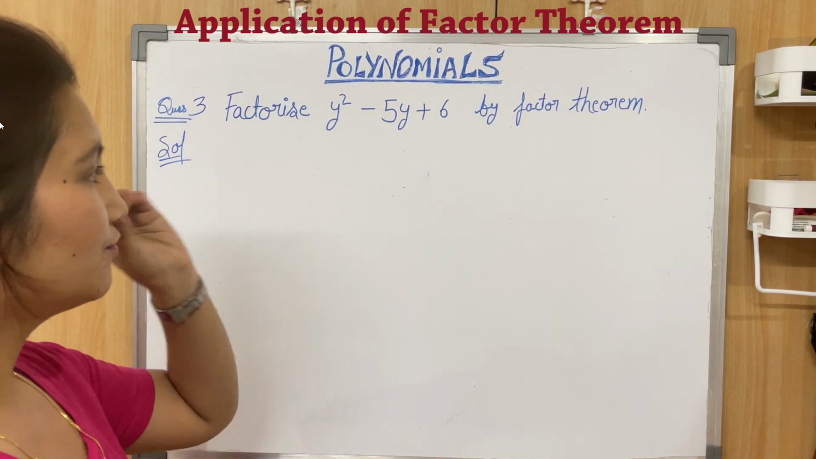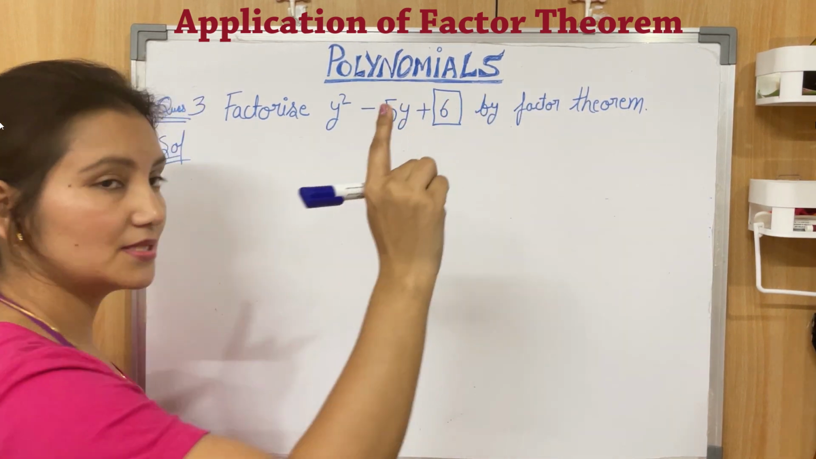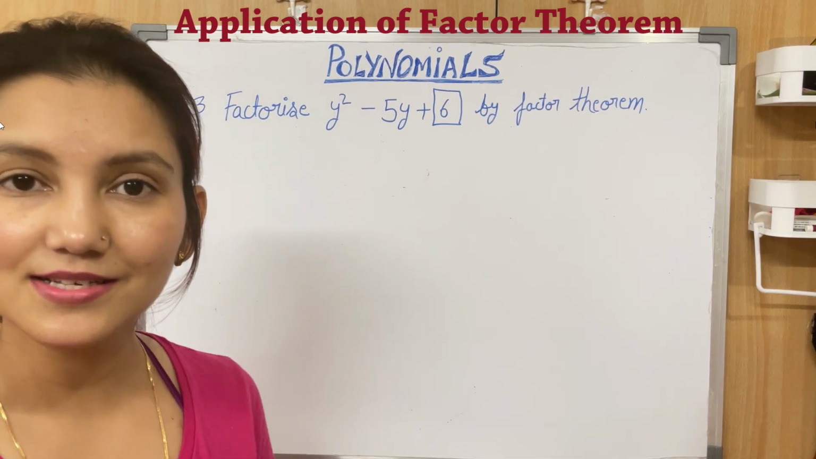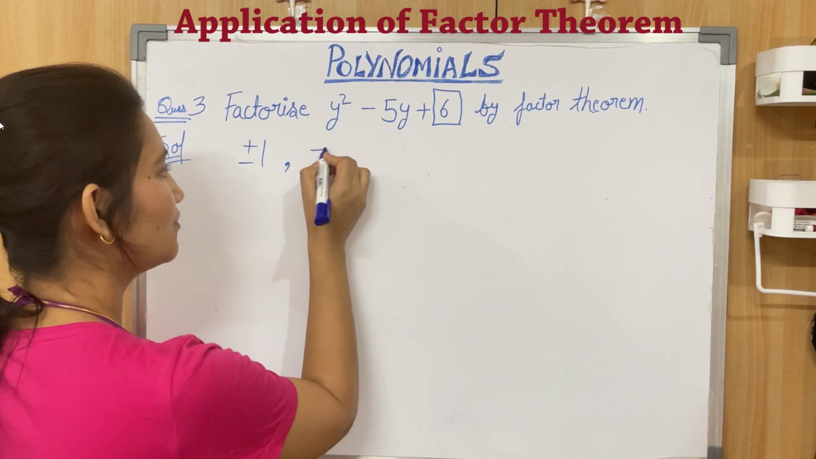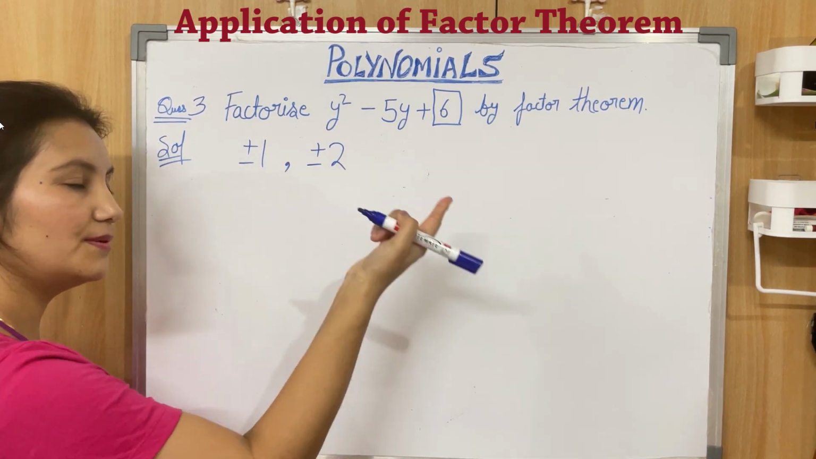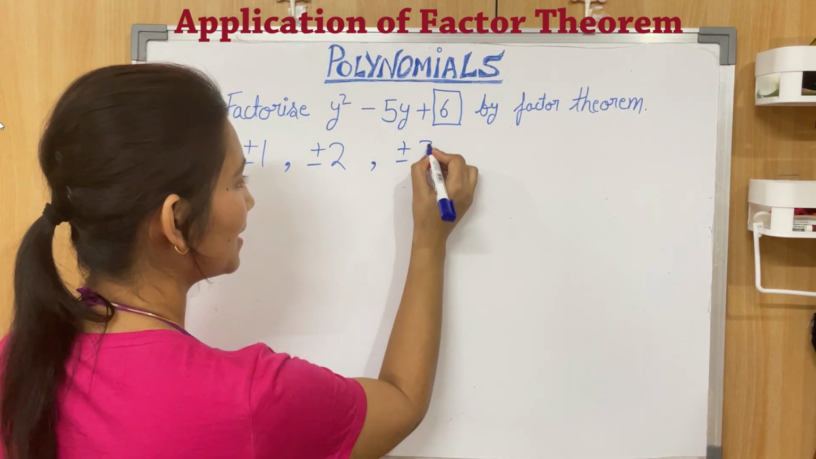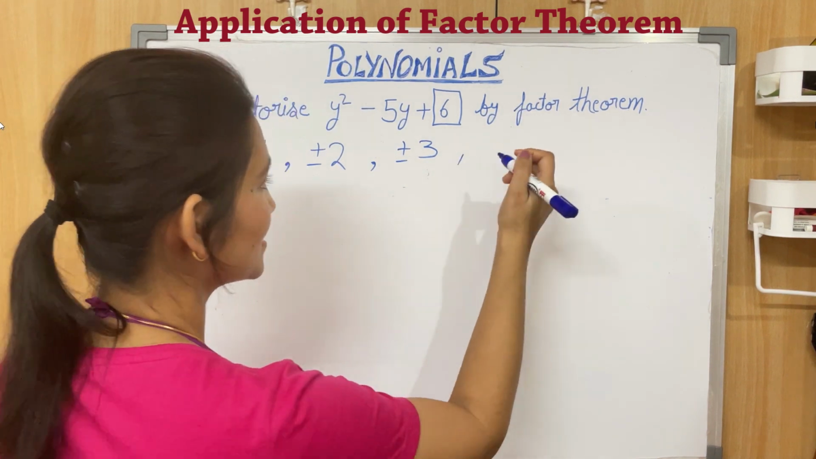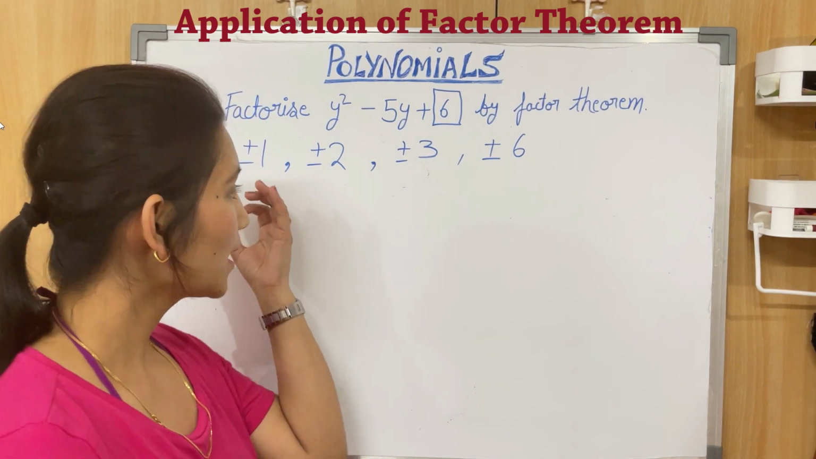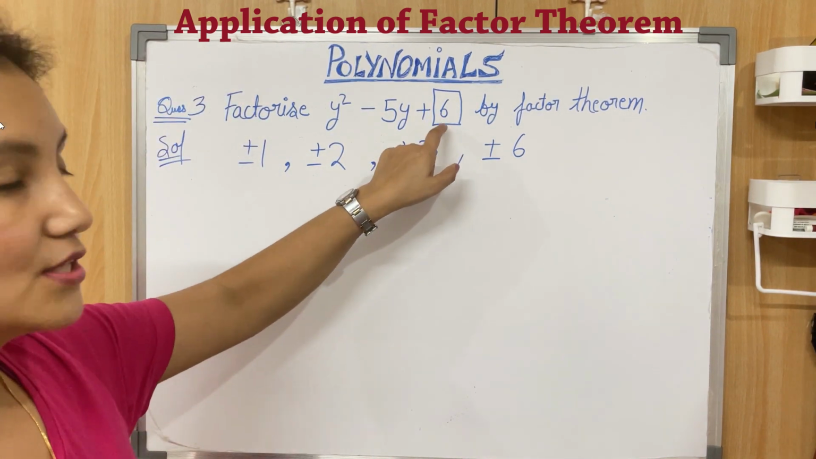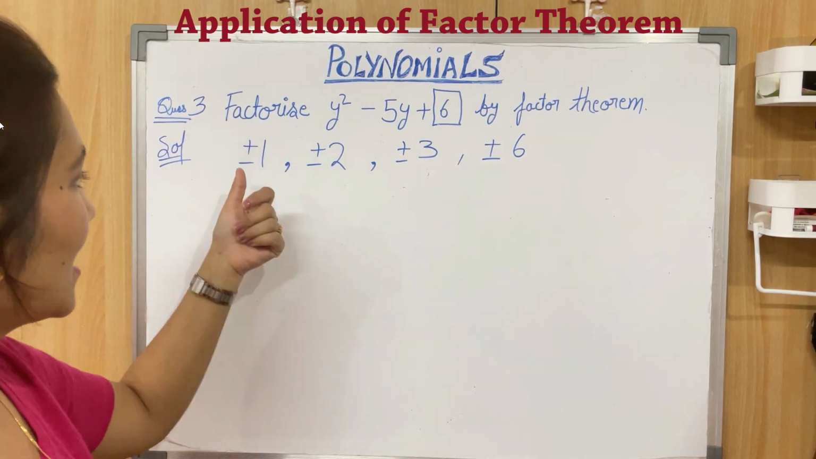First of all, just see this expression and the last constant term. The constant term is 6. Now what factors can 6 have? 6 can have +1 and -1 as factors, right? 6 can have both +2 and -2 as well. 6 can have +3 and -3 as its factors, and 6 can also have +6 and -6. So these are the possible factors of this constant term 6. So we'll start with +1 and -1.